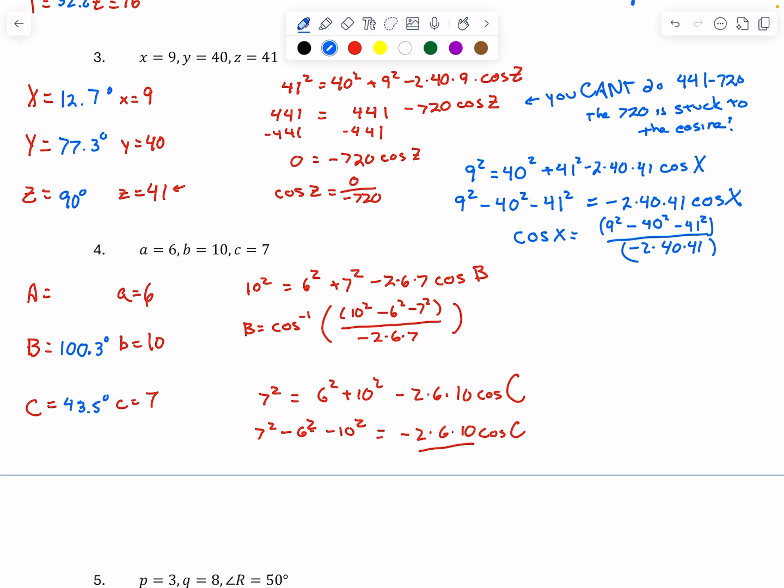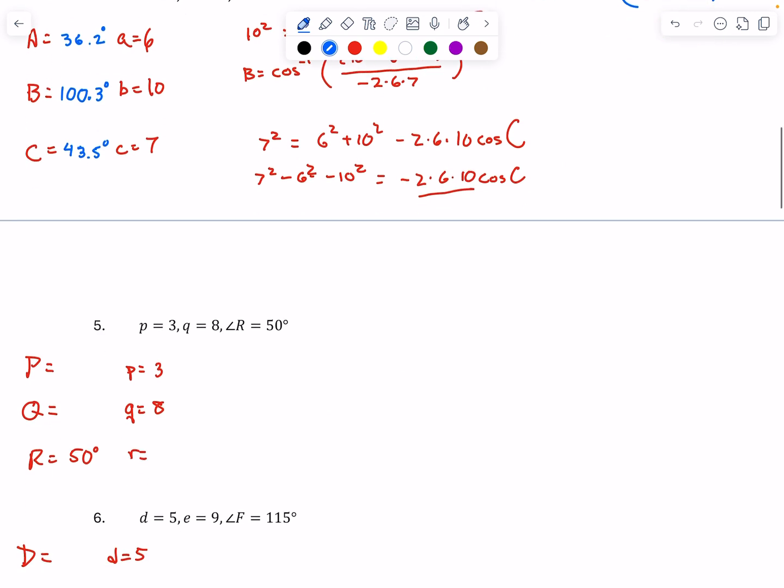Okay, and then the remaining angle is... I'm not getting a total of 100 exactly. Well, round off error, whatever. Okay, next.